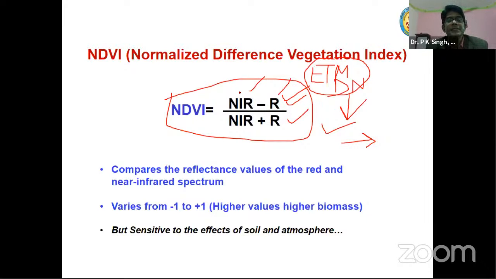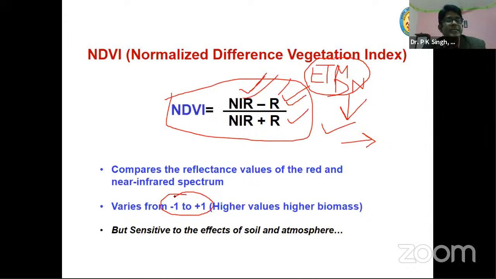Otherwise, you have to have knowledge of the spectral characteristics of the bands. Suppose band 4 of OLI will be different from ETM. So don't go by band name, you must know which band is of which spectral range. In that way, your NDVI will be calculated. It compares the reflectance value of the red and near infrared. Okay? It varies from -1 to +1. Reflectance is always 0 to 1 because that is the percentage of total light. So it will always range between -1 to +1. Okay? Higher values, higher biomass. Where there is more vegetation, the value will be more, generally going up to 0.6, 0.7, 0.8.